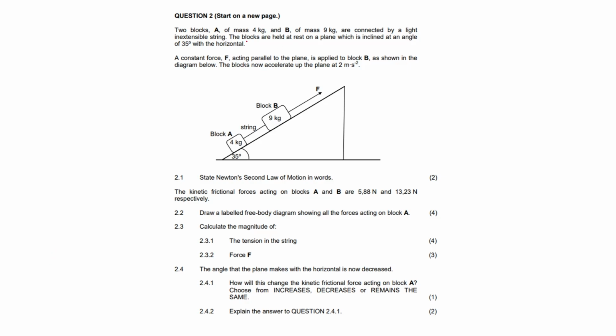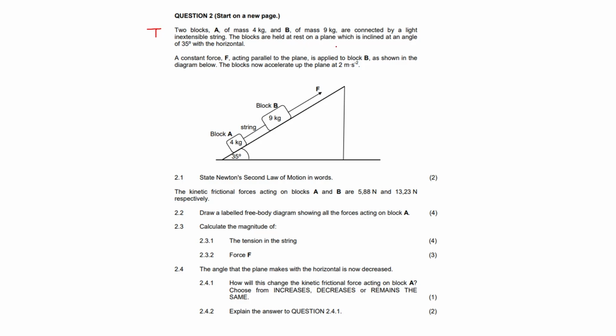Hi guys, let's take a look at this question where they gave us two blocks, A and B. They tell us that block A is 4 kg and block B is 9 kg, and they're connected by this light inextensible string. When we think of string, anything that's connected with string, we're going to think of tension, right?